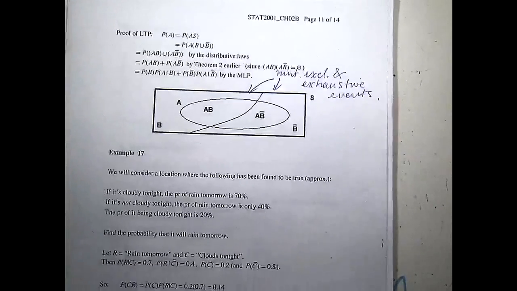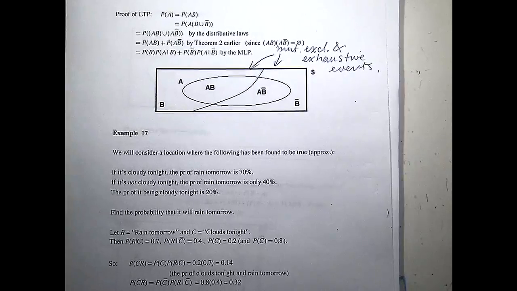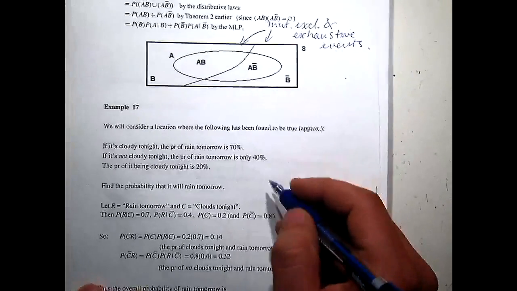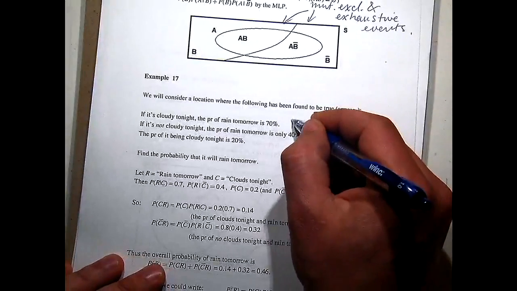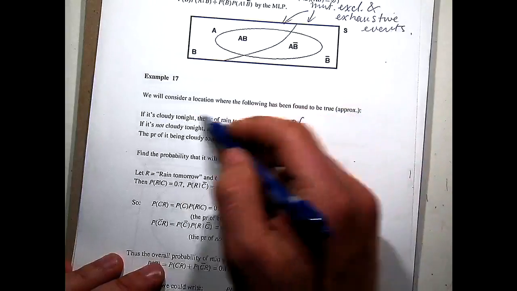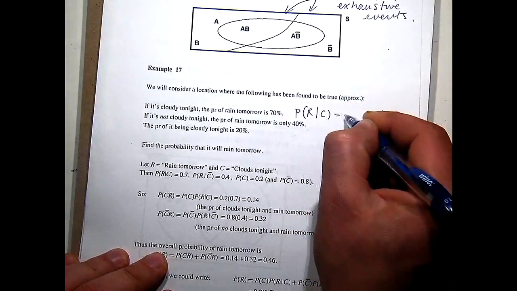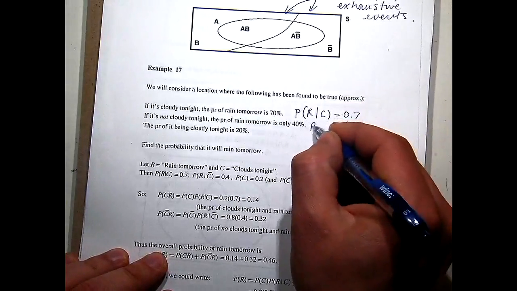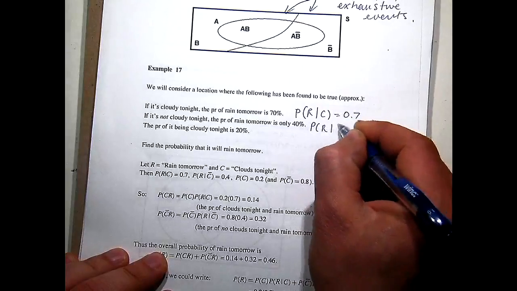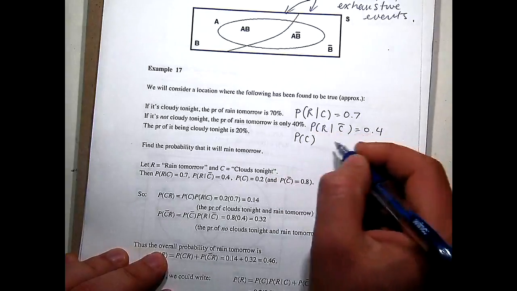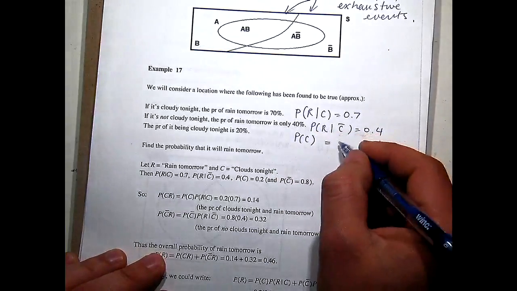There's a slightly technical proof of that. Let's just do this example. I know it's been written out. So the two events are cloudy tonight and rain tomorrow. So rain given cloudy is 0.7. Probability of rain given not cloudy is 0.4. Probability of cloudy, so this is just law of total probability, is 0.2.